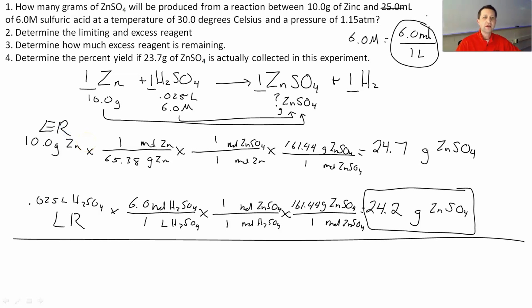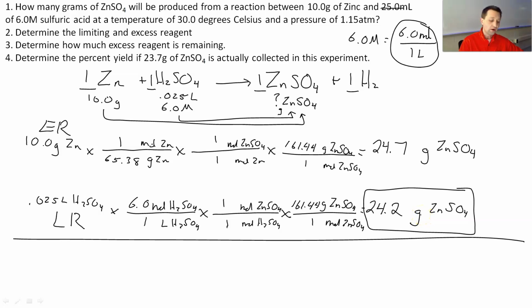Okay, moving on to number 3. Determine how much excess reagent is remaining. So this is a very common question, and we want to look at it in a couple different ways here. So we know that zinc is our excess reagent. So we know that the 24.2 grams of zinc sulfate is how much product we are going to create here. What I could do is take that 24.2 grams of zinc sulfate, since I know I created that, and do a stoichiometry problem and convert that into grams of zinc. That's going to tell me how many grams of zinc I needed to make the 24.2 grams of zinc sulfate.